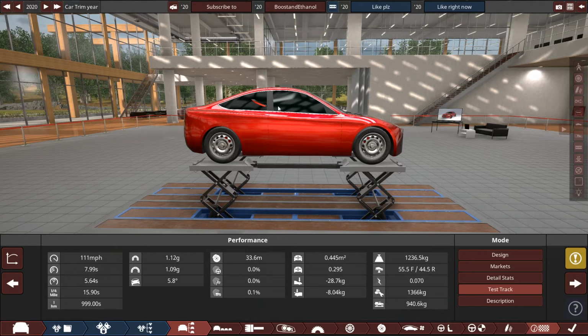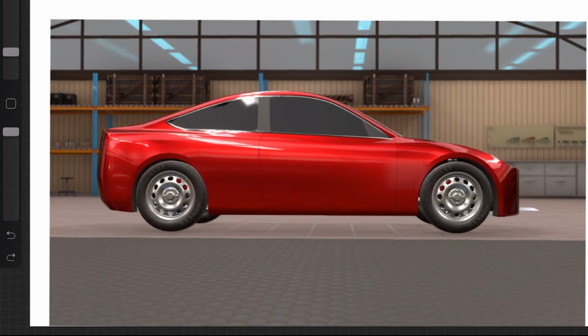So you can see here, the further back you place the wing, the more rear downforce you have, but at the same time the more front end lift you get. So why is this the case? To explain how this happens, let's draw a couple of diagrams.